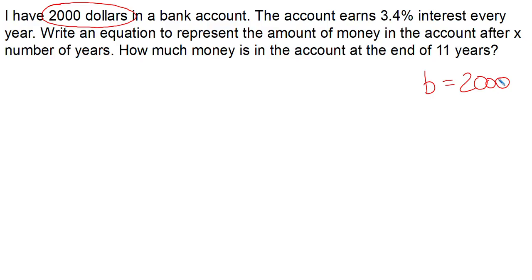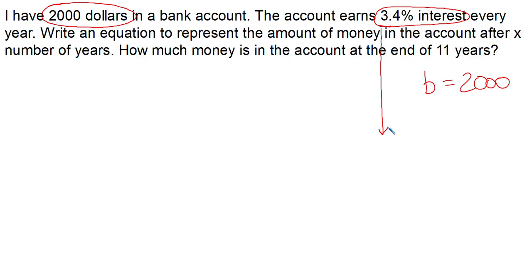Our account earns 3.4% interest. Now, that it's earning means it's going up, right? And it's going up by 3.4% every year. And so that's what clues us in to know that this is exponential. Anytime you see increase or decrease by a percent, that's always an exponential equation.